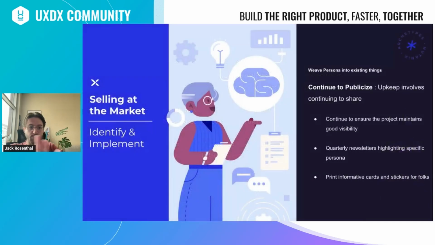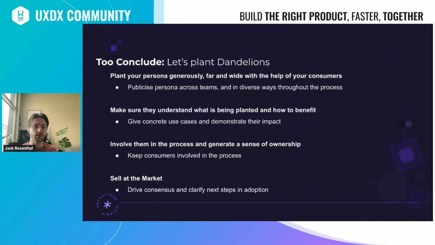And those are the big pieces that we have for selling at the market. So just to conclude, let's start planting these dandelions together, right? Let's plant them generously, far and wide, and make sure that we help our consumers. We want to publicize across teams and in diverse ways so that people can get this in different ways, and neuroplasticity can really take hold in a good way there.